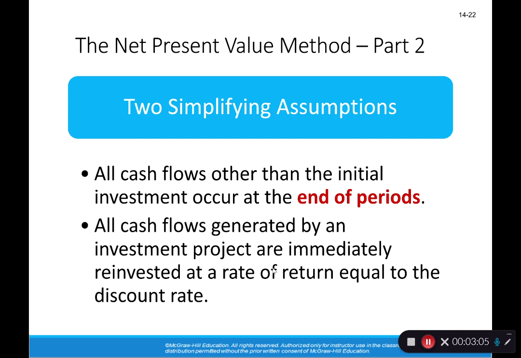In addition, all cash flows generated by the investment are immediately reinvested at a rate of return equal to the discount rate. The discount rate is the rate of return that the company requires for its investment opportunities. It's like the minimum return we talked about when we were calculating residual income.